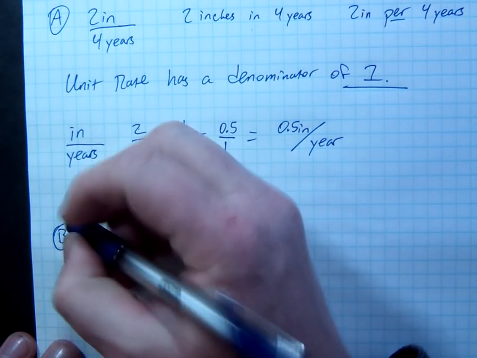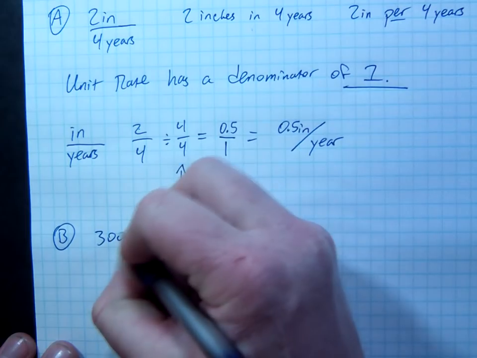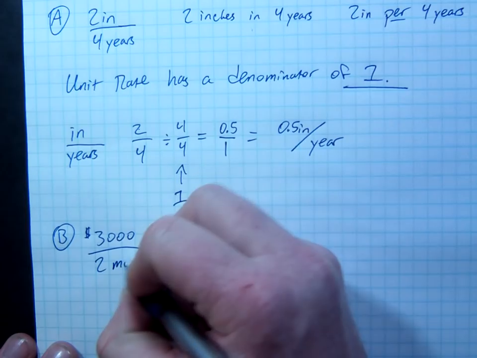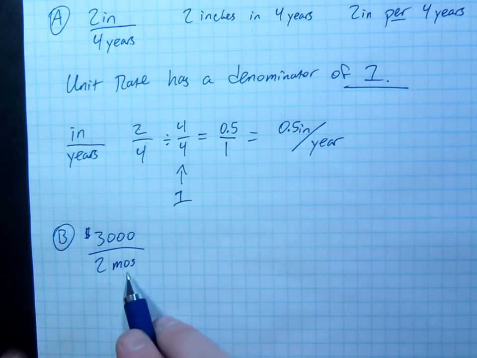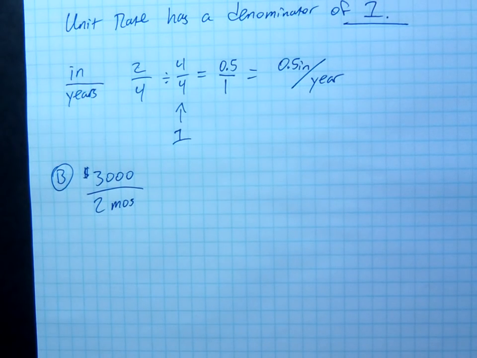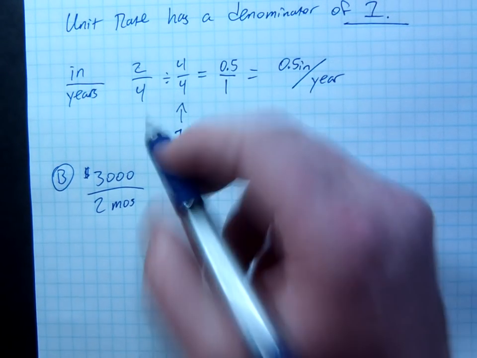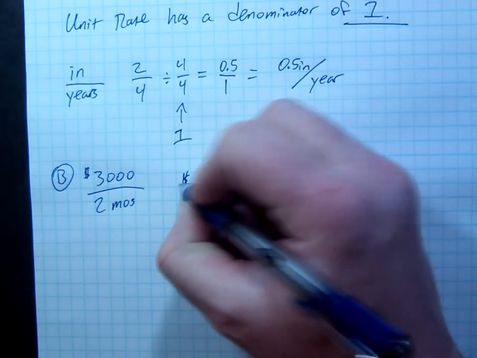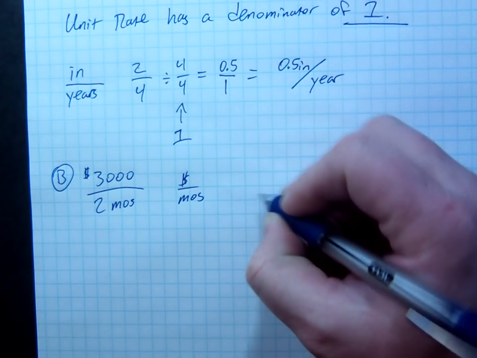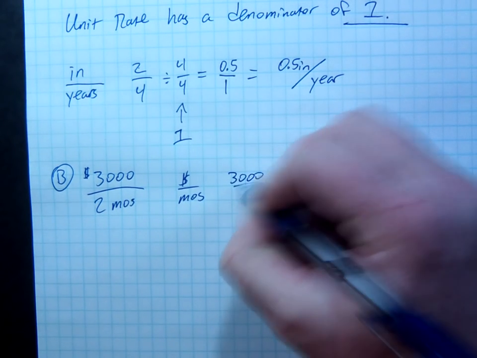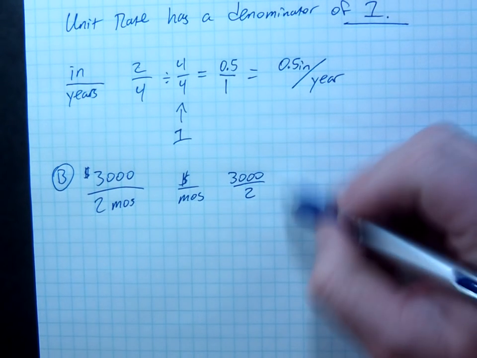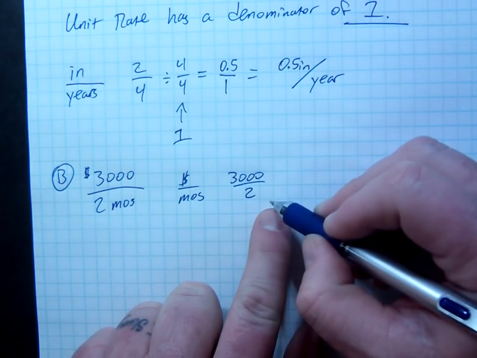For example, B. Let's say you have made $3,000 in 2 months. We'll use MOS as an abbreviation for months. Okay. Now this time, instead of writing the fraction, I am going to write what units I have in the numerator and the denominator just to keep them straight. I have 3,000 over 2. Now this time, instead of dividing by 2 over 2, which is exactly what we're going to do to get a denominator of 1, I'm going to show you a shortcut.